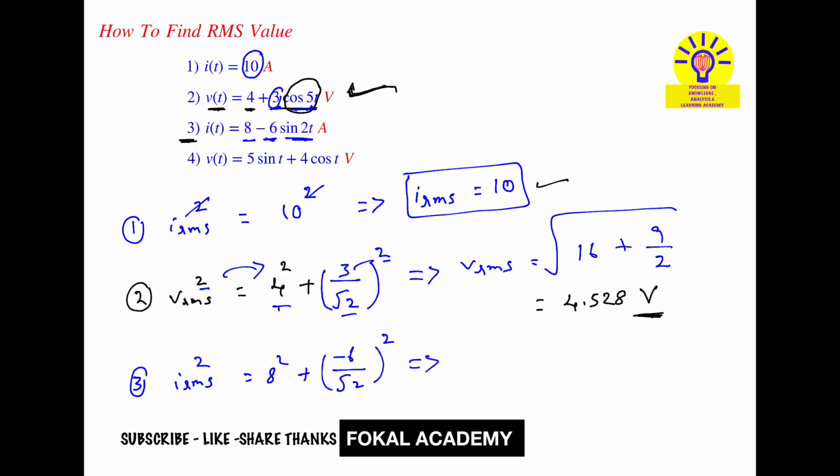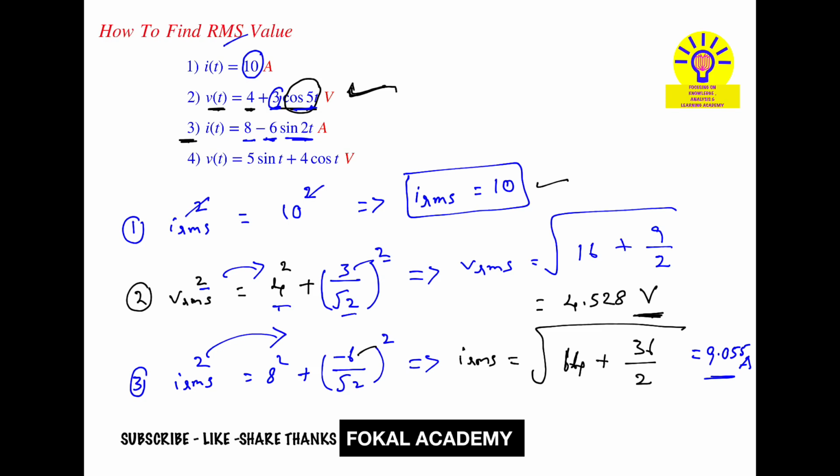Same, bring the square to the right hand side and it becomes RMS equal to root of 8 square 64 plus 36 by 2. So by simplifying this we will get 9.055 amperes. This is the RMS current.